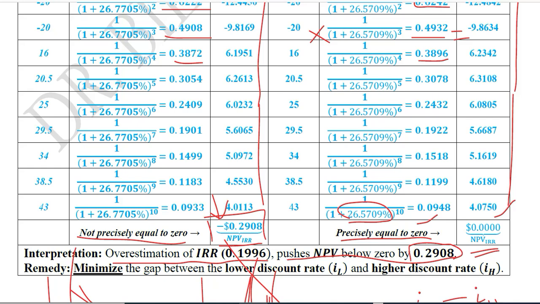So what can we do? We can minimize the gap between the lower discount rate and the higher discount rate in order to get a more precise estimate of the IRR. 5 is recommended, which is basically a convention followed in most countries. However, it can be reduced. The lesser it is, the more precise the IRR estimate will be.